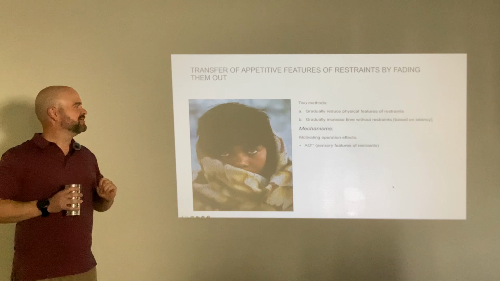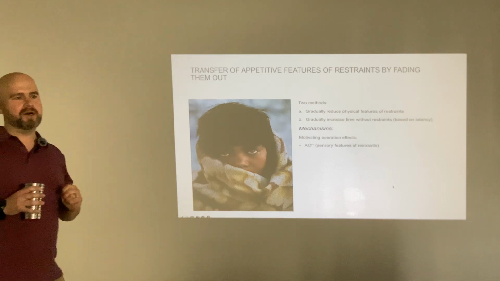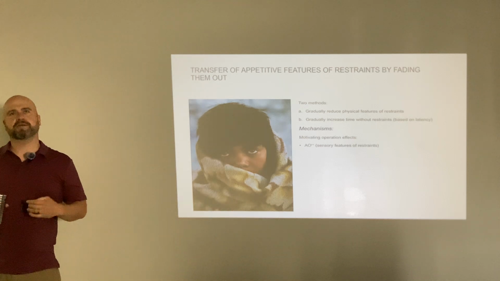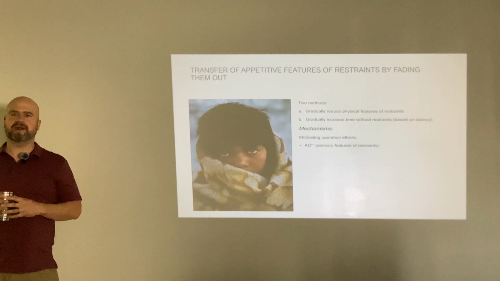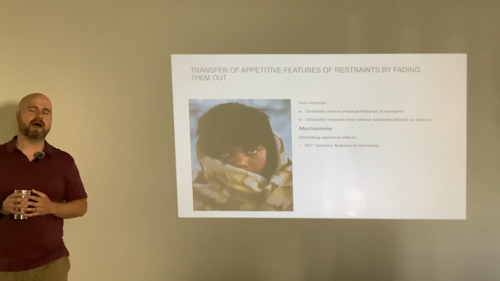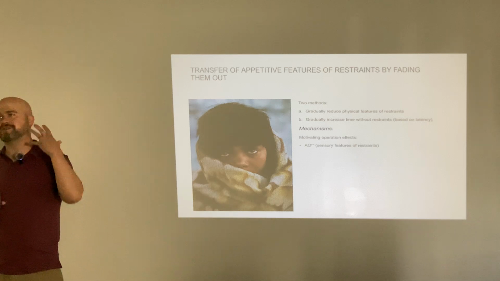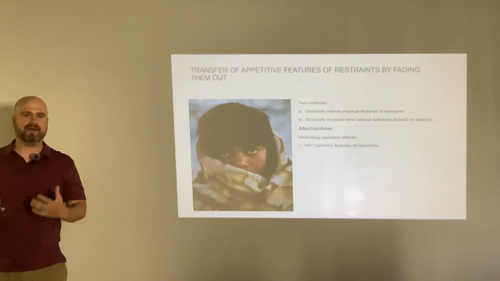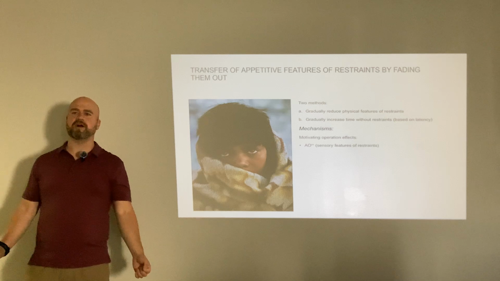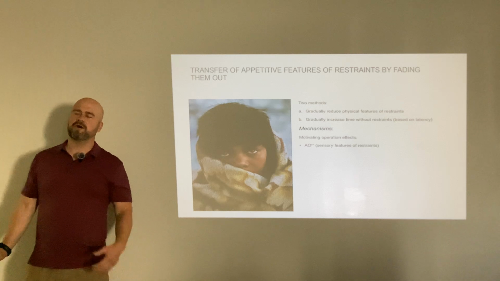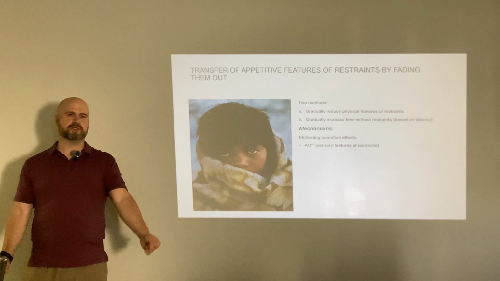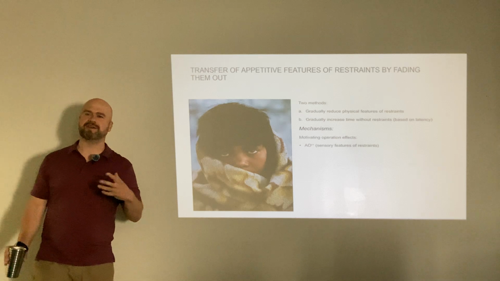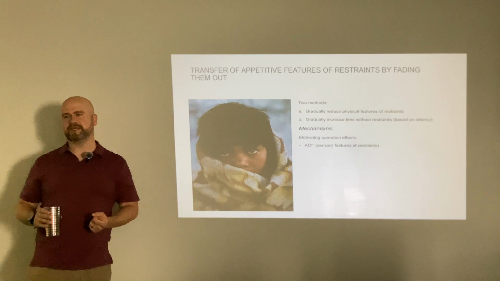Transfer out appetitive features of restraints by fading them out. It's for people that frequently get restraint. Doesn't happen here very often. Knock on wood, praise be. We had an individual who gouged the back of her neck. We did have restraints on her arms to keep her arms stiff during these times. Over time, we cut the arm restraints to be smaller and smaller until we faded them out completely.